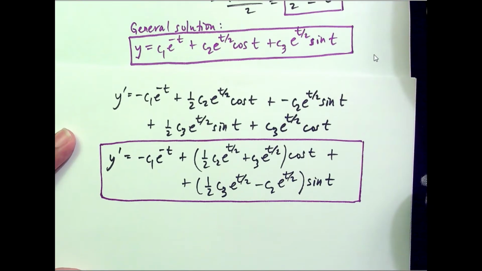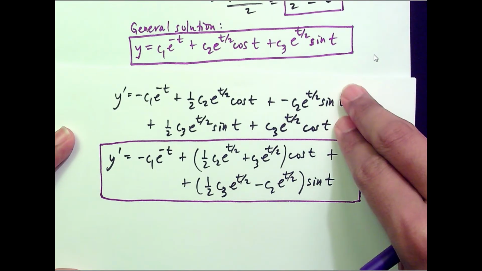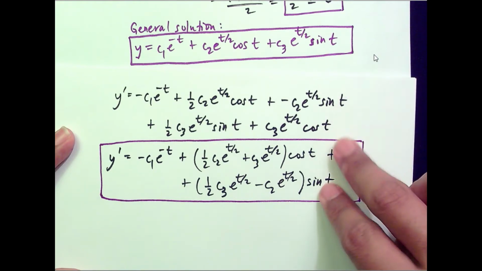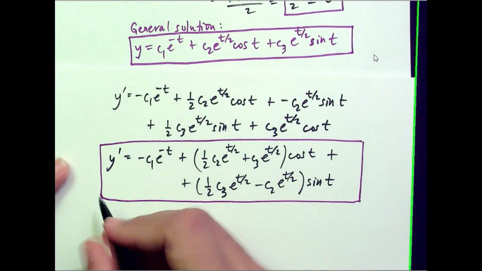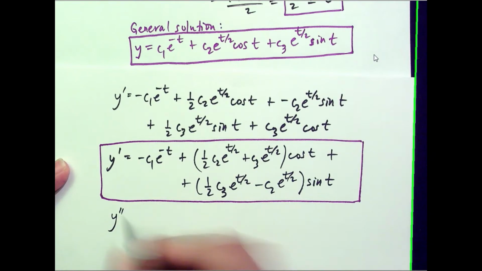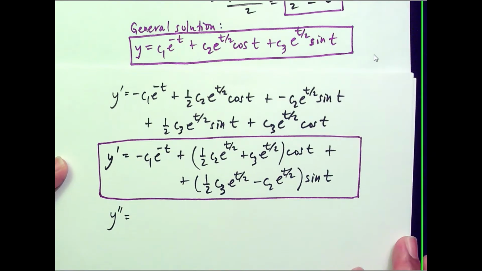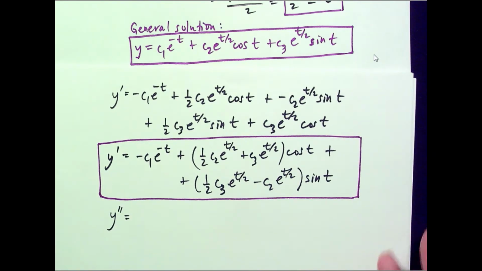So it's only a little bit annoying. It was only this much work, and then collecting like terms. So it's not that bad. But then we have to do this again one more time. Now we have to find the second derivative. Okay, now let's see. We have to do the second derivative. So let's just be careful.